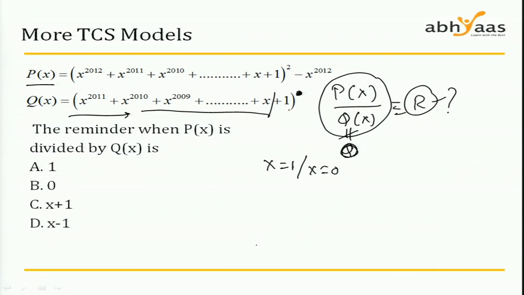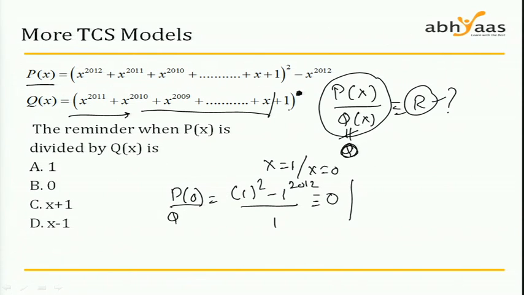So let's substitute x is equal to 0. P of 0 will be equal to how much? x power 2012 plus x power 2010, all are zeros. So you'll have 1 whole square minus 1 power 2012, which is again 1, by, if you look at the denominator, it is just 1. So this will be equal to 0. So the remainder, when x value is 0, p of 0 by q of 0, is 0 itself.